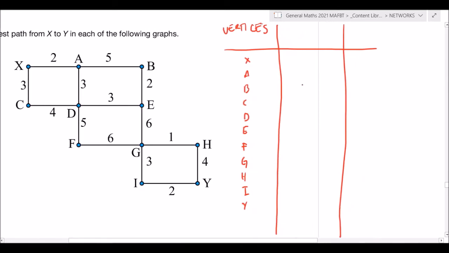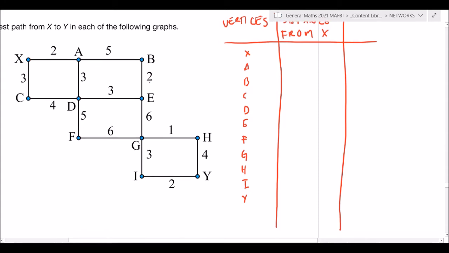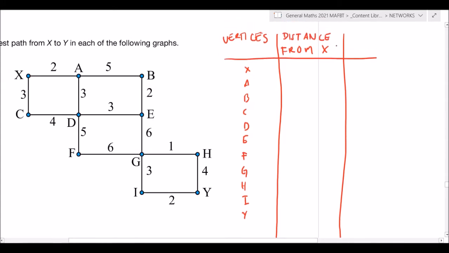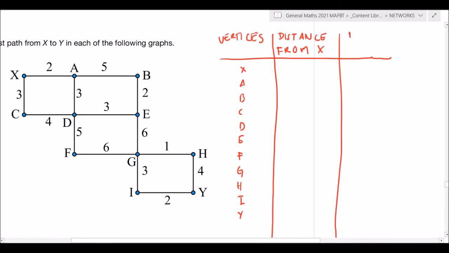In the second column, now this is where it does get a little bit tricky, you're going to write distance from the first vertex, the starting vertex, which is X. Because what this table is going to show you is the distance from vertex X to every other vertex, from vertex X to every single other vertex here. So that's what the middle column is going to be. The third column I'm going to write here is the previous vertex.